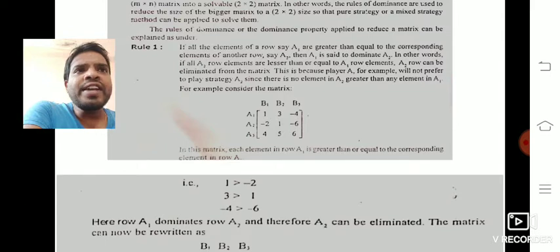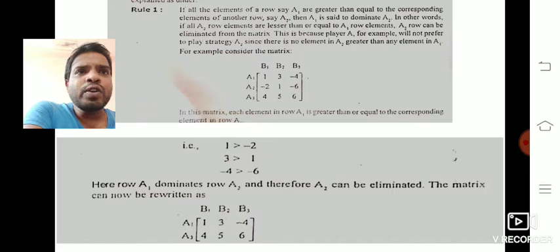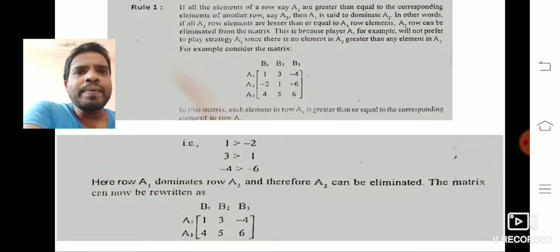So A1 dominates A2, and we are going to delete the lesser row, that is the A2 row. The final matrix will be A1 and A3 with B1, B2, B3. Please keep it in mind: row-wise, whichever row has lesser elements, we can delete that row.